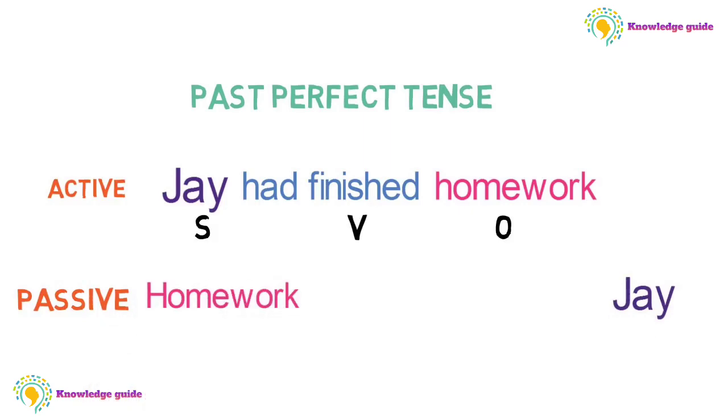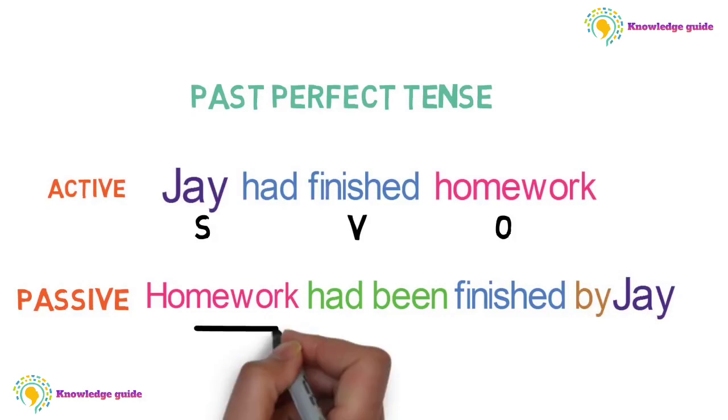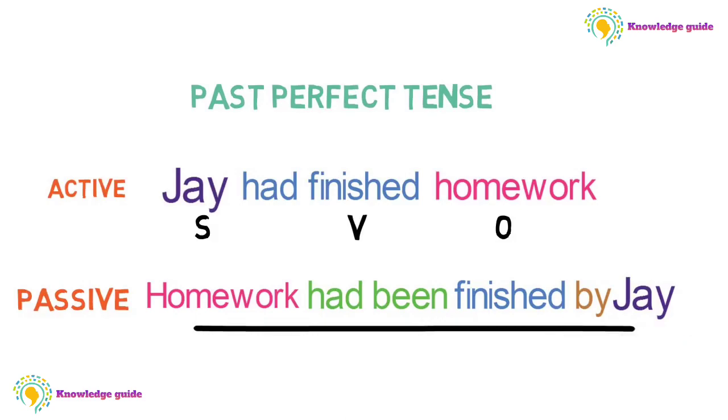Now converting the main verb to the third form, it will be finished. And adding a suitable helping verb of to be, it will be had been. And adding a suitable preposition before the subject, by, makes the sentence complete. So the passive sentence is: homework had been finished by Jay.